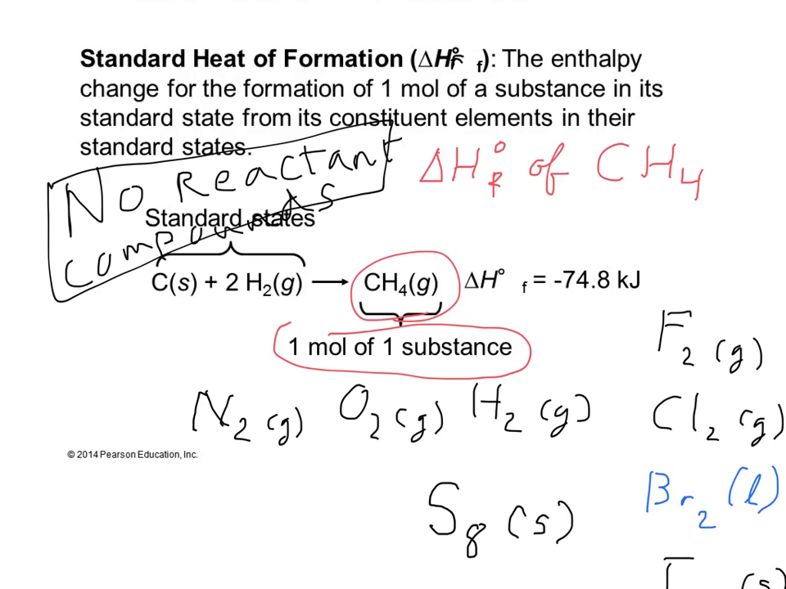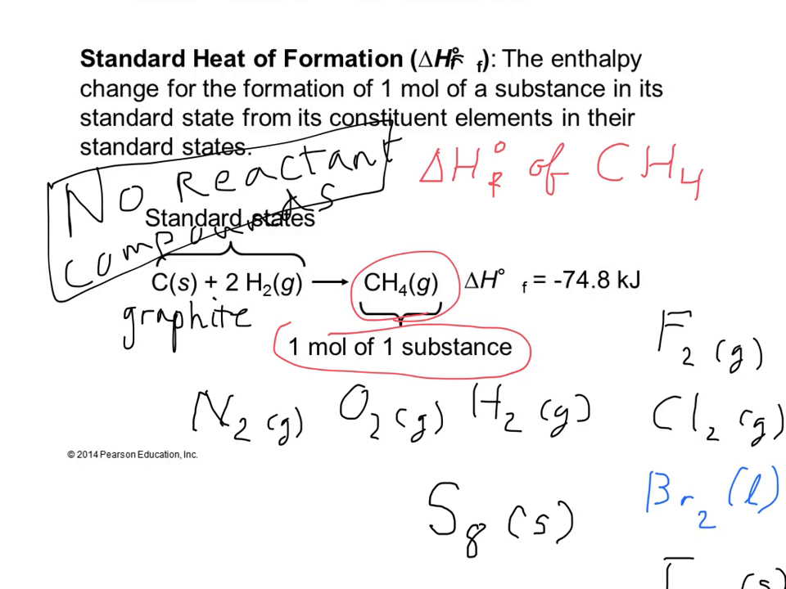And carbon not only has to be a solid, but it has to be graphite. If you look on a chart, you'll see several forms of solid carbon. Has to be solid carbon. Graphite.